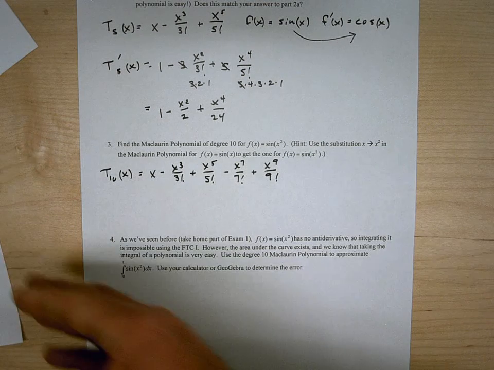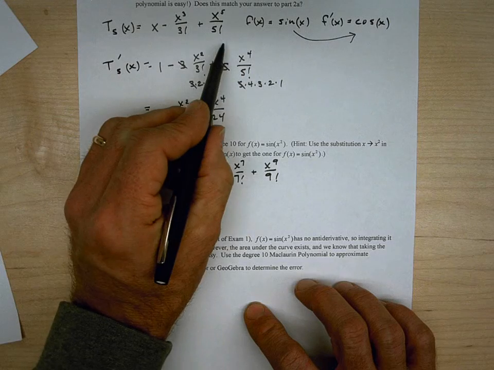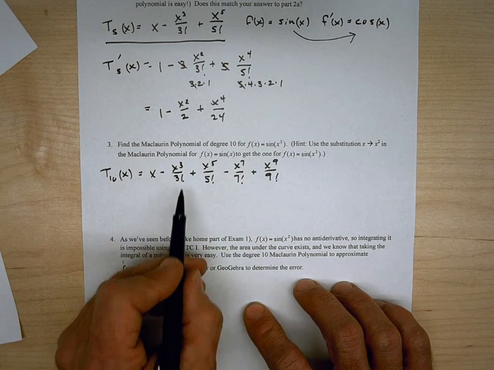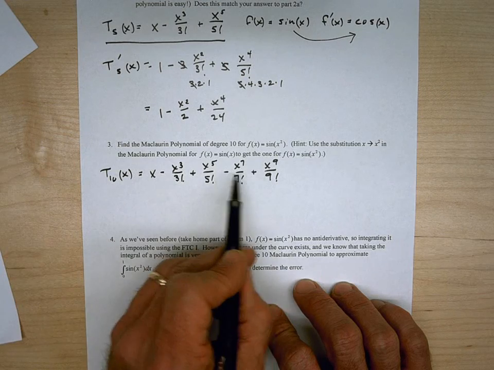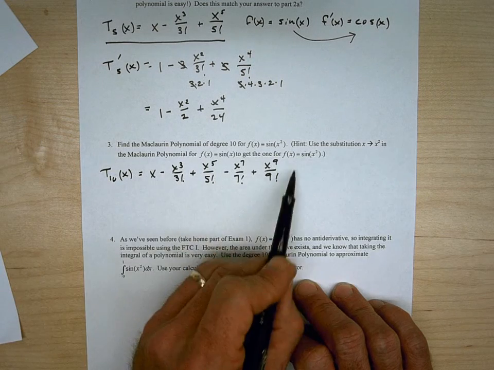Now, you can also notice that, up here, this was our 5th degree, and there's this pattern going on, right? First, we have alternating signs. It's positive, negative, positive, negative, positive. And then there's this odd thing going on, right?